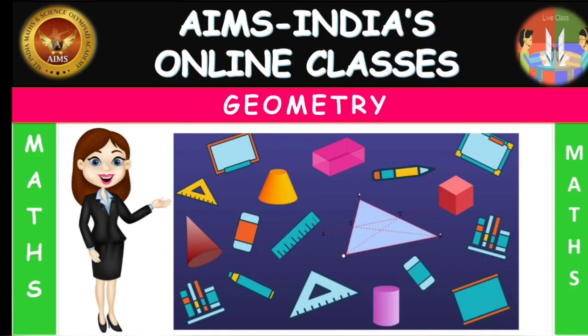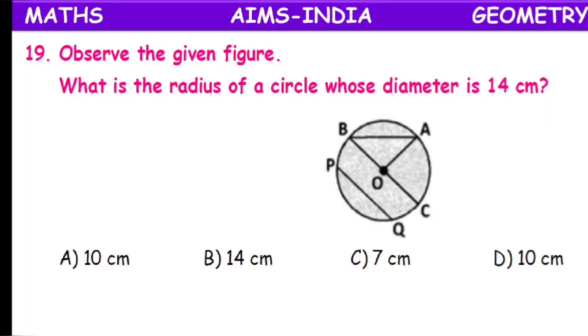So in today's class we are continuing the multiple choice questions from chapter Geometry. Coming to the first question for today, that is question number 19. Observe the given figure. What is the radius of a circle whose diameter is 14 centimeters?